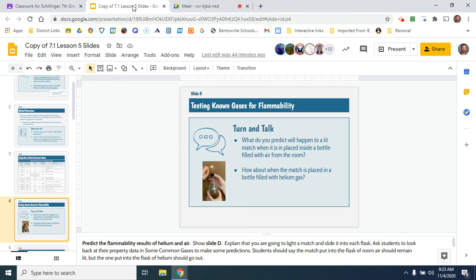Mr. Schillinger, yes. Will the bottle or jar be sealed hypothetically? Will it be sealed? Mm-hmm. I can put a cap on it. Actually, I need to go get a cap. Hold on a second.